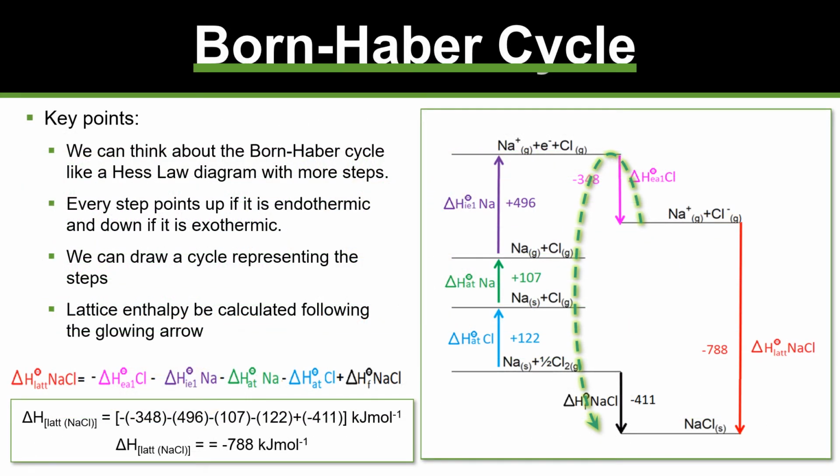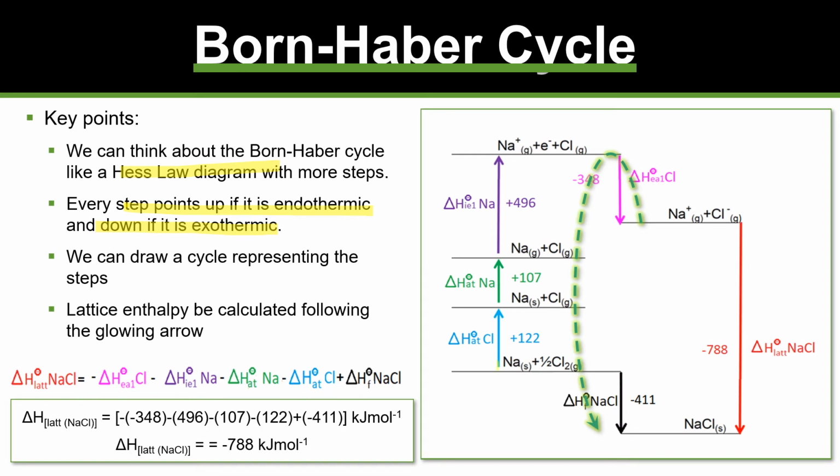The Born-Haber cycle is kind of a Hess law diagram, but with more steps. So every step has an arrow. If the arrow is pointing up, that means that is an endothermic process. If the arrow is pointing down, that means that is exothermic. And we can build up the cycle based on the information that we have.